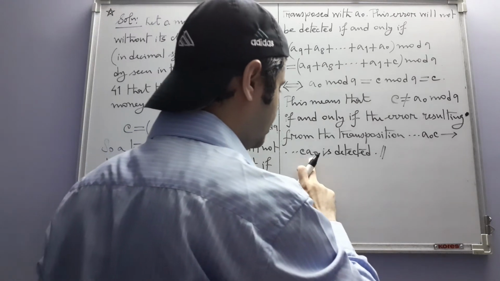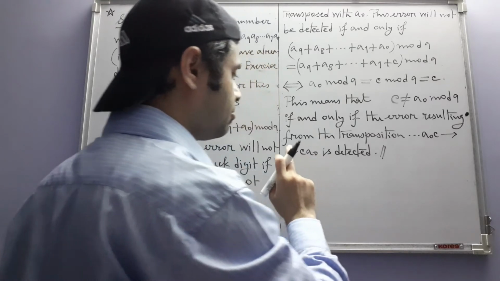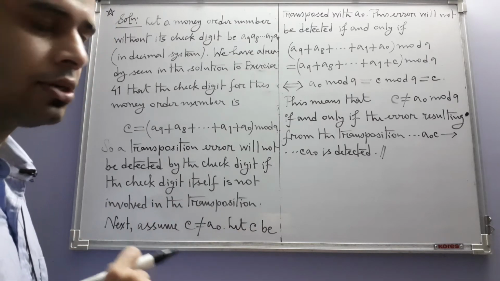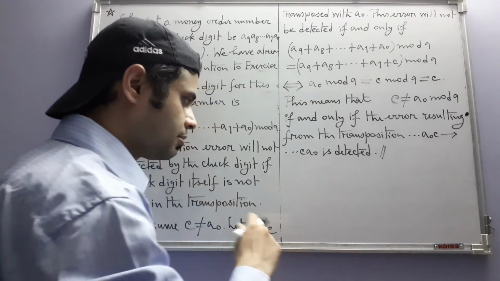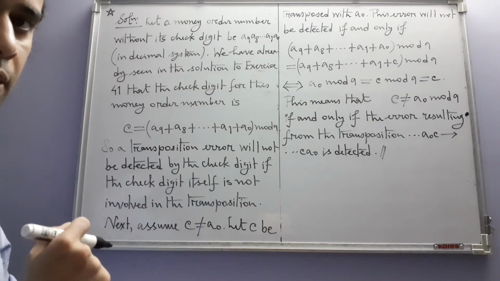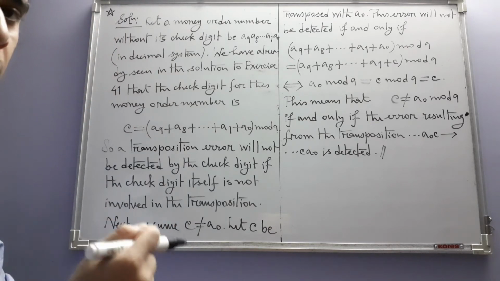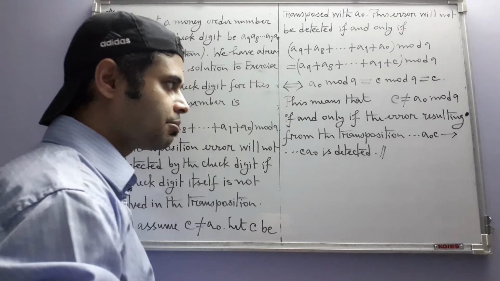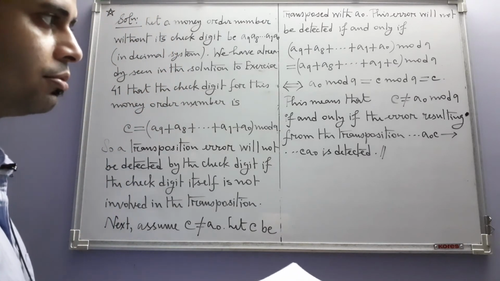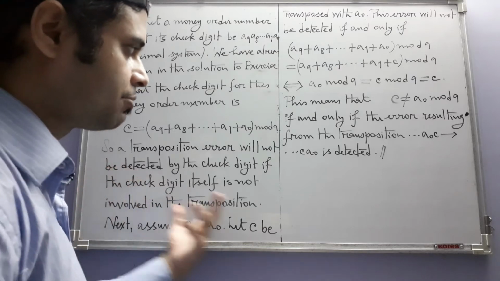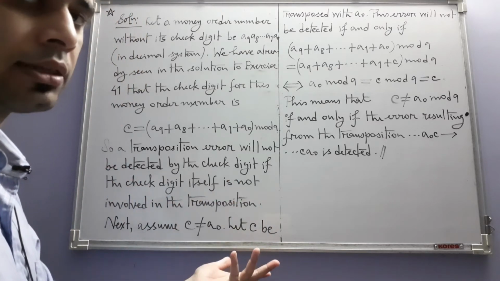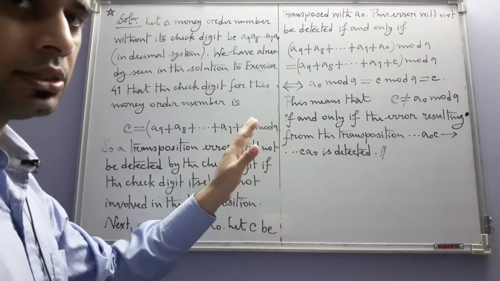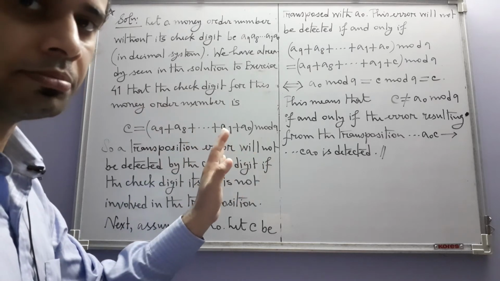One more thing is that if A naught is equal to 9, then you can immediately say that the number is not correct, because the check digit is a remainder when you divide something by 9. So it cannot be equal to 9, it will always be less than 9. So if you have 9 in place of A naught, then you don't have to perform the division to find the remainder, or in other words the check digit. You can directly say, because A naught is equal to 9 and the check digit is less than 9, so there is a problem, the number is not correct.